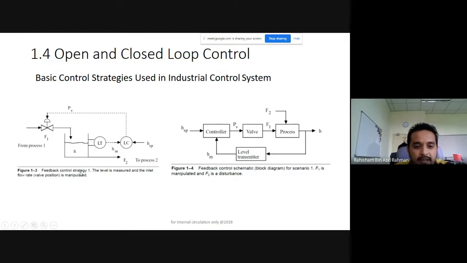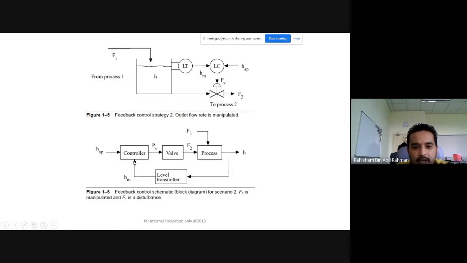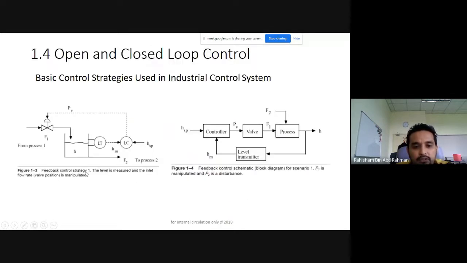Okay, feedback control strategies. What happened? They clearly describe this control mechanism as a feedback control strategy. This is the schematic diagram, the P&ID diagram, and this is the block diagram. How about this one? Feedback control strategy 2. Feedback control strategy 1.